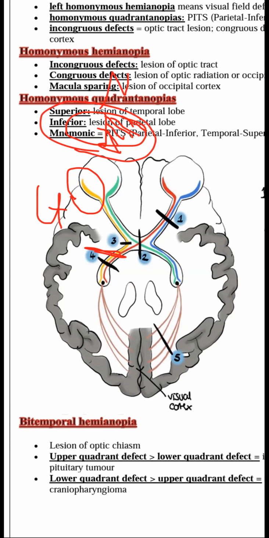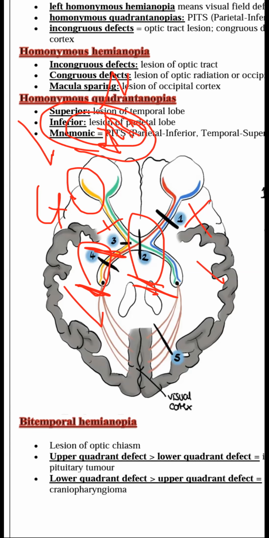And this is not coming. What comes in the exam? Not 1 and 3. Just keep 2 and 4. 2, bitemporal hemianopia. 4, homonymous hemianopia. If right homonymous hemianopia, this is left optic tract. If left homonymous hemianopia, this is the right optic tract.